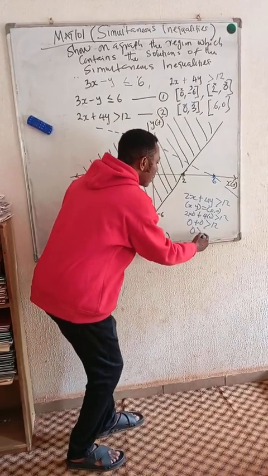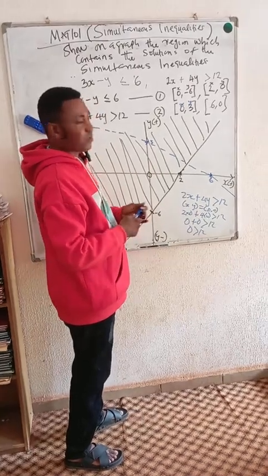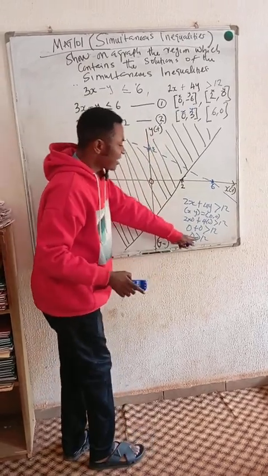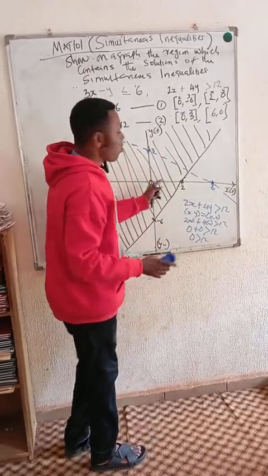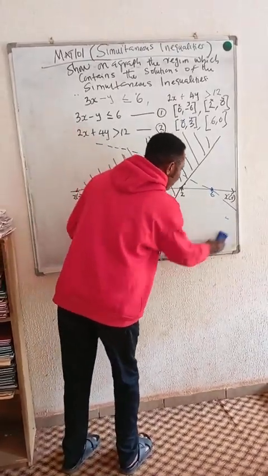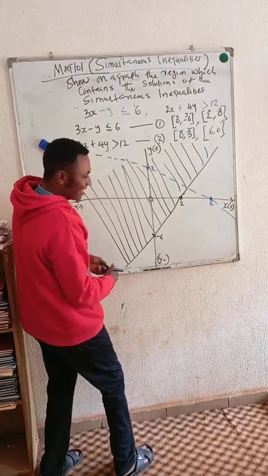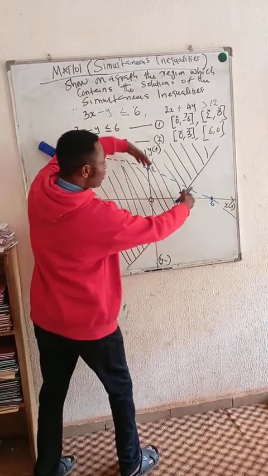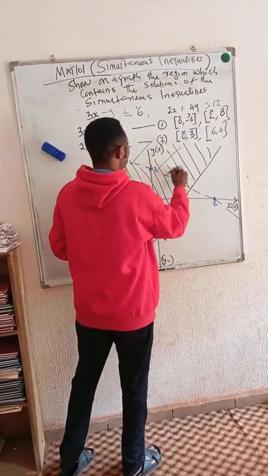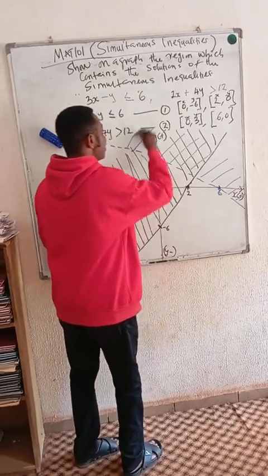Is 0 more than 12? Impossible. 0 can never be more than 12. And as such, the origin will not be included because 0 is not more than 12. So this is false. It means our shading, look at it now. This is the origin. When you shade to this side, you are saying origin should be included. So since the origin is not included, we go this side. And I call this done.